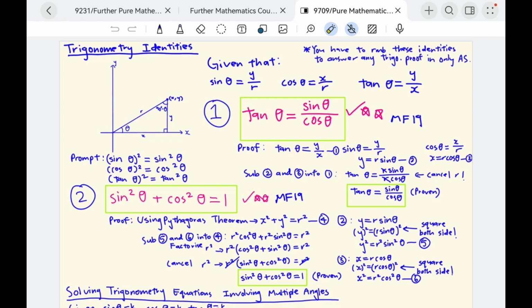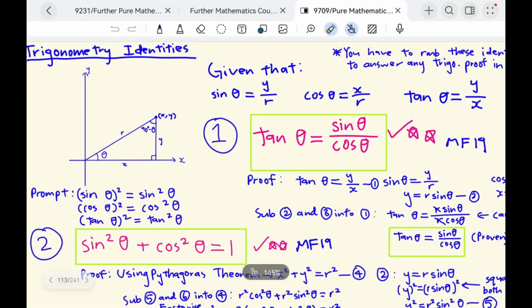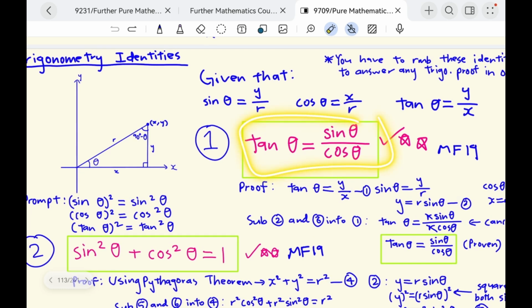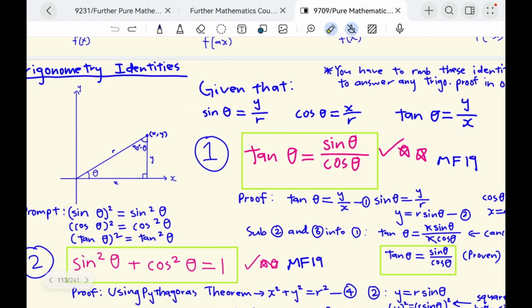So let's discuss the first formula, which is tangent theta equals sine theta over cos theta. This is exactly equal. By right, I should write a triple equal sign, but usually we put an equal sign with two parallel horizontal straight lines like this. So how to prove tangent theta equals sine theta over cos theta, this identity from your MF19?